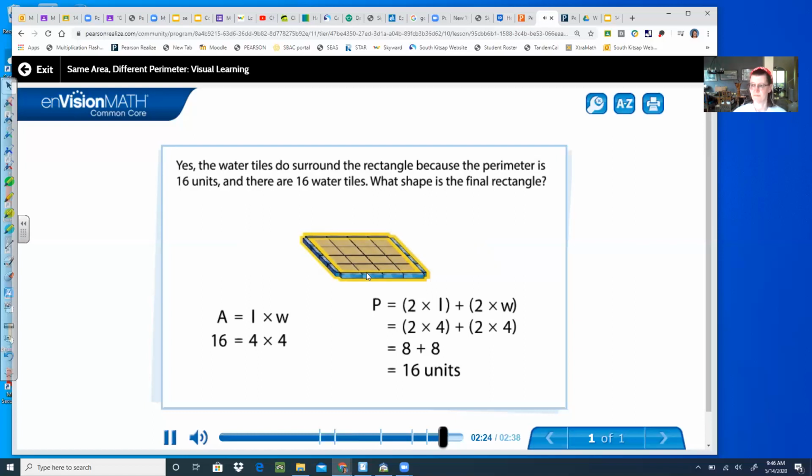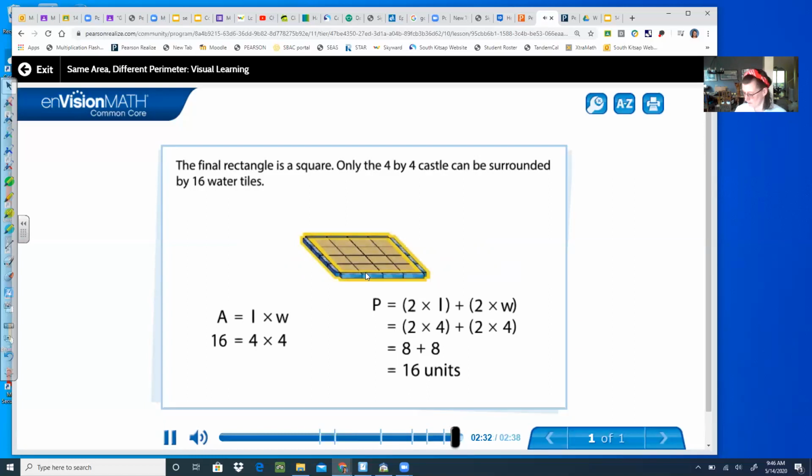What shape is the final rectangle? It's a square, also known as a quadrilateral, also known as a rhombus. The final rectangle is a square. Only the 4 by 4 castle can be surrounded by 16 water tiles.